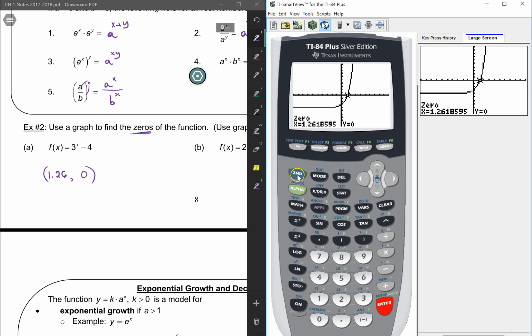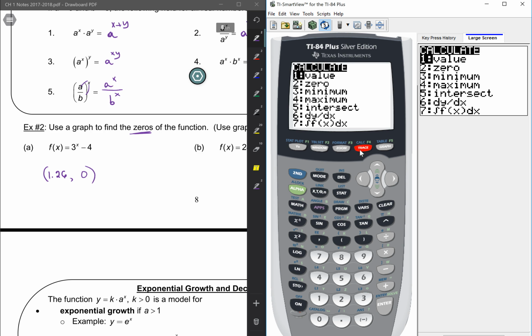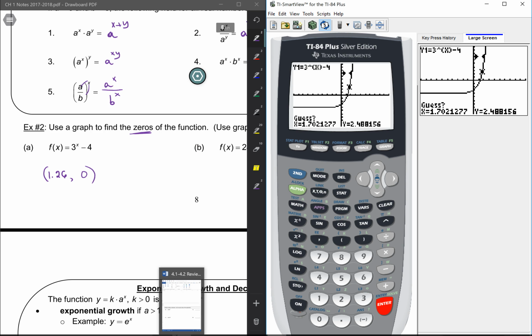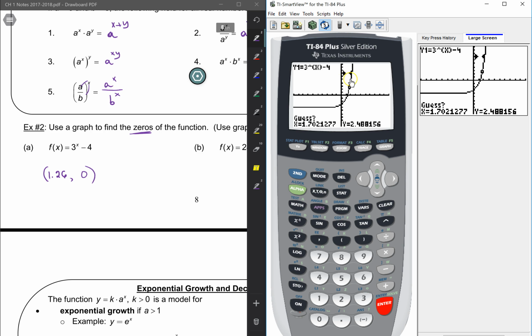All right, let's do that again. Second calc, 0. Now, it wants the left bound. So I bring my cursor to the point that I'm trying to locate. And then if it wants left bound, I just press the left arrow a couple of times, press enter. Now it wants the right bound. I take it to the point I'm looking for, press the right button a couple of times, press enter. If you did it correctly, the arrows here have to be pointing at each other.